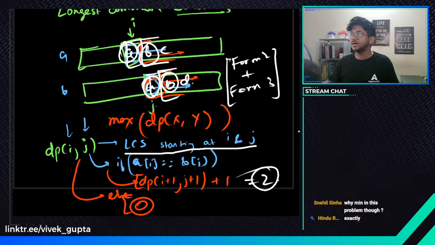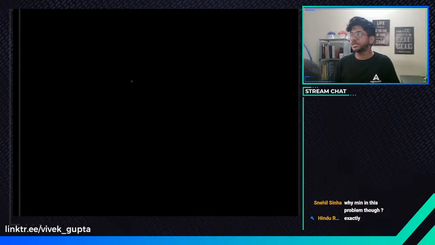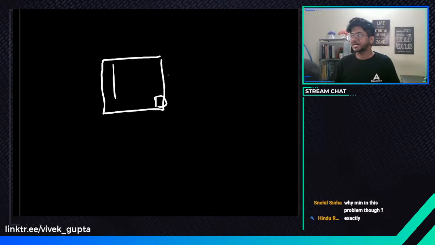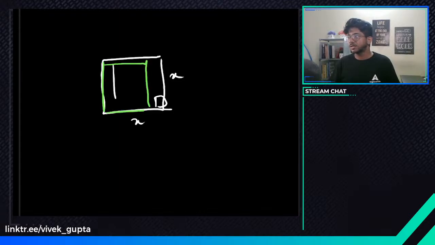That's a good idea. If you think about it, if there is a big rectangle, and if an x length square is possible over here, then for this particular square it should have been x minus 1, and even for this one it should have been x minus 1, and for this one also x minus 1.